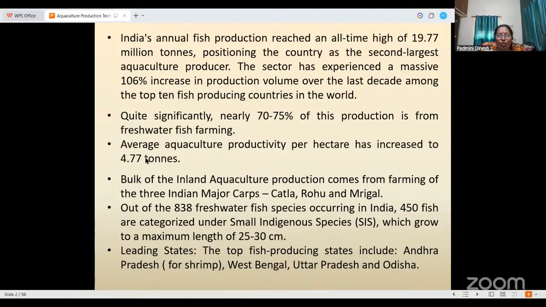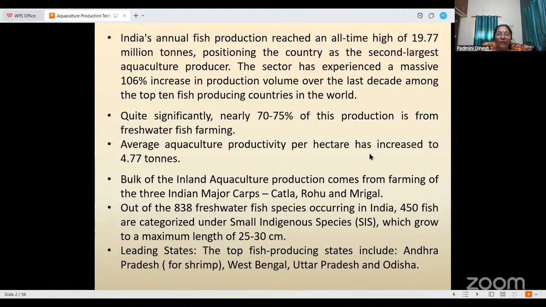You can grow about 4.77 tons. You can imagine what a ton is. So you can grow 4.77 tons per hectare. So if you have 2 hectares, then imagine you can become definitely a millionaire or multimillionaire very soon. That is provided you have an interest in aquaculture, and also you should learn the nuances of how you're going to take care of these fishes.